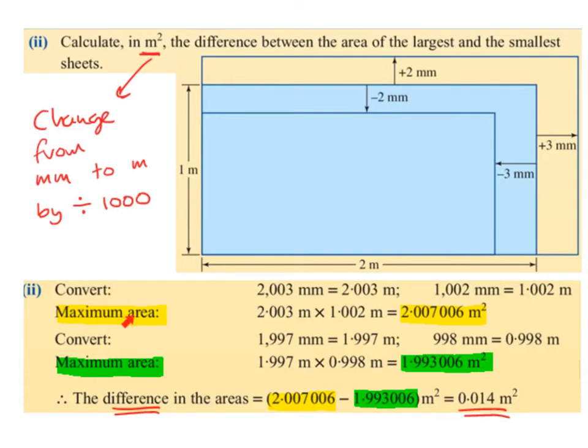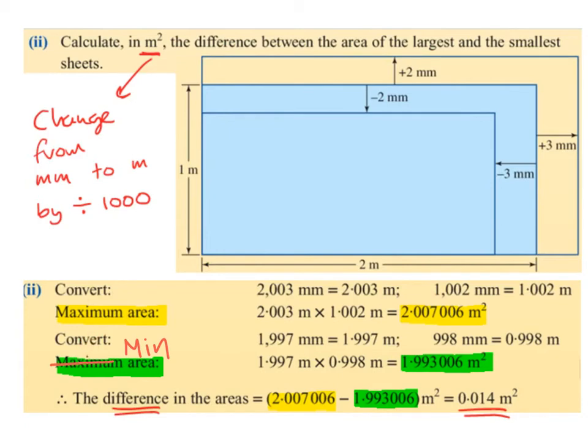So the maximum area is going to be 2.003 meters multiplied by 1.002 meters, which is 2.007006 meters squared. So this is the maximum area, and we got it by multiplying the maximum length by the maximum width, which we worked out in the previous part. So next we're going to work out the minimum area. So this should actually say minimum.